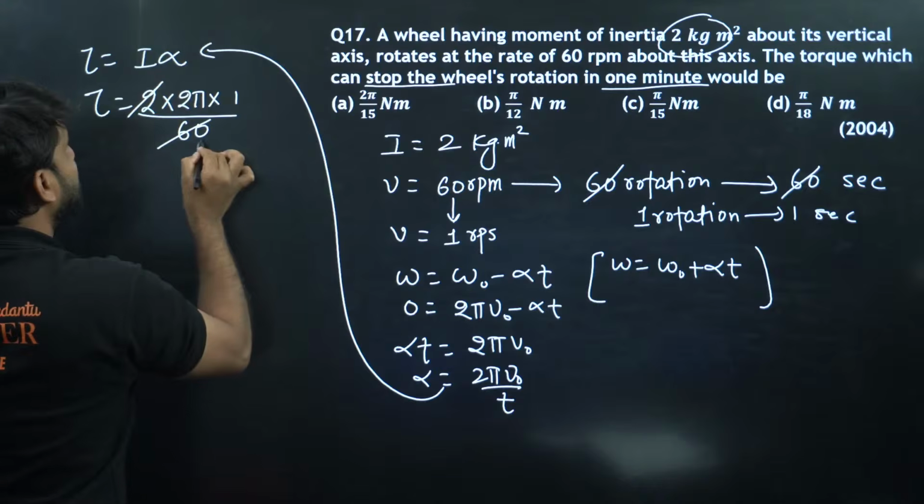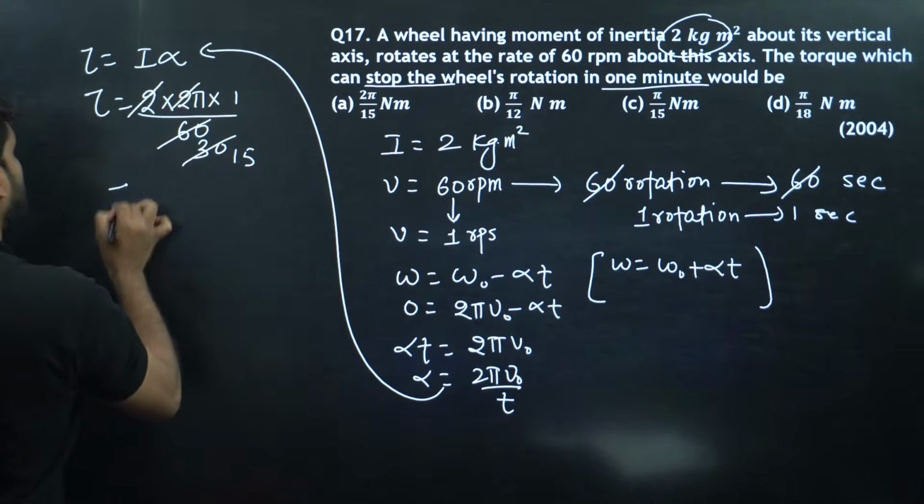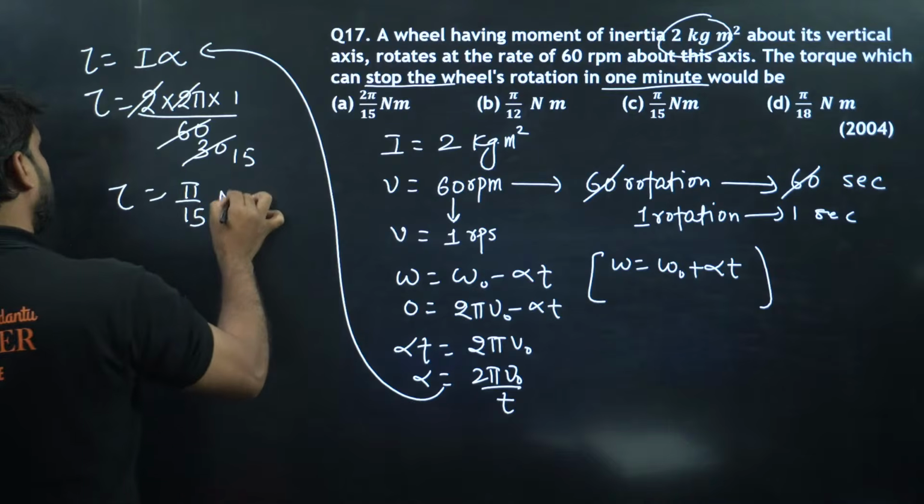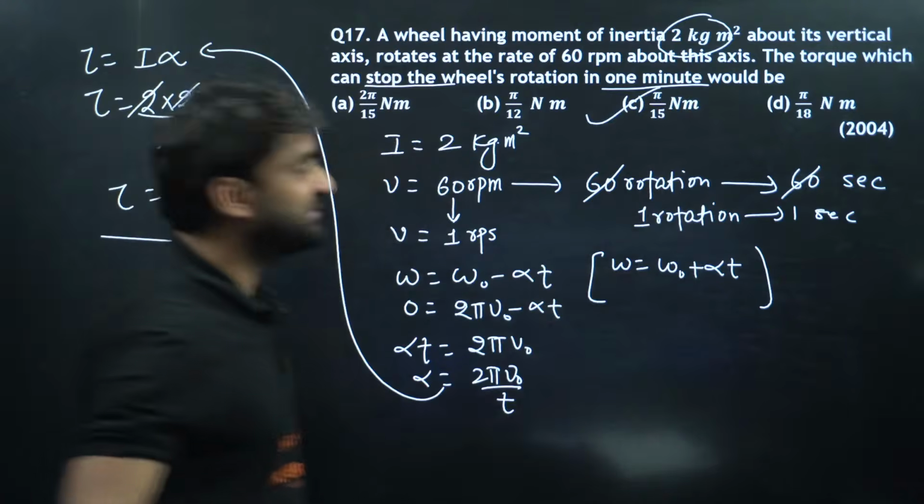So this will be cancelled by 30. This will be cancelled by 15. So torque is equal to pi by 15, and torque we all know is in Newton meter. Any option is there, champion? Pi by 15 Newton meter, option number C.